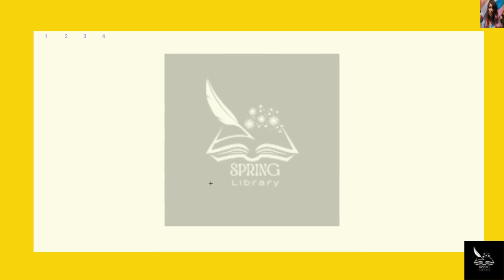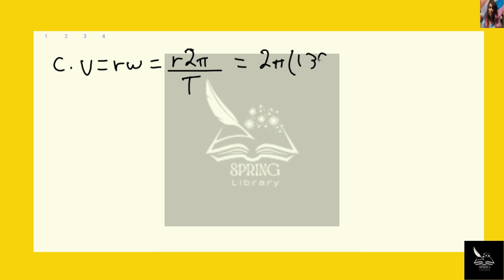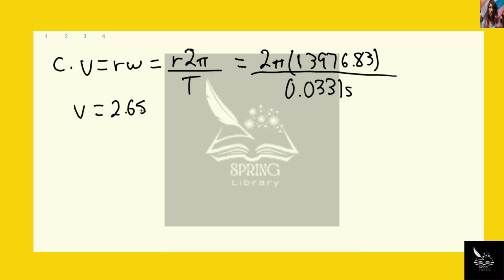At this point, we can find c, the speed of the nebula. So v is going to be r omega, and we can rewrite this as r 2 pi over t, and we can solve and say this is going to be equal to 2 pi r, 13,976.83, divided by t of 0.0331 seconds, and our v is going to be 2.653 times 10 to the 6th meters per second.